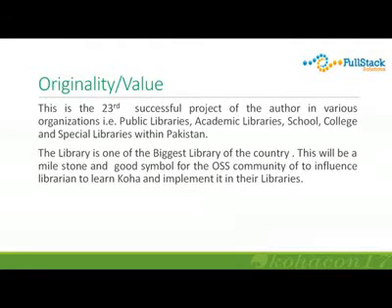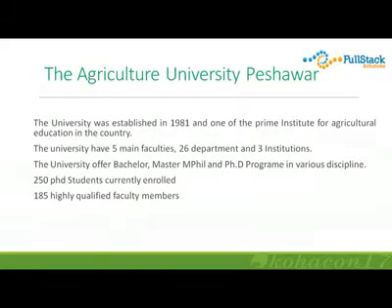This is a little bit of introduction of the university. The university was established in 1981 and is the prime institution of agriculture education in the country. The university has 5 main faculties, 26 departments and 3 institutions. The university offers bachelor, master, MPhil and PhD degrees in various disciplines. 25 PhD students are currently enrolled and 185 highly qualified foreign faculty are members of the faculty.